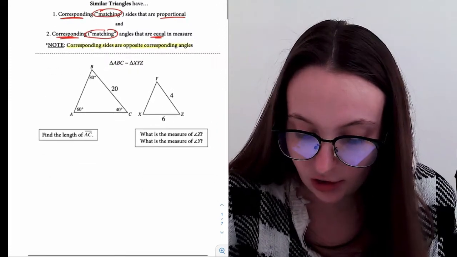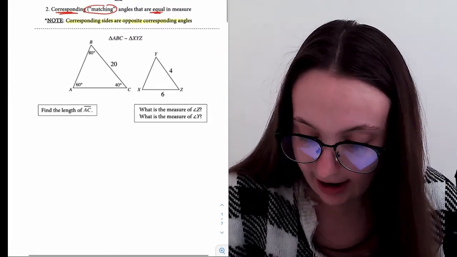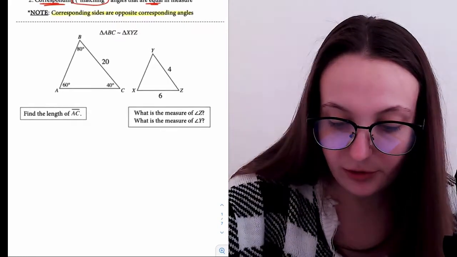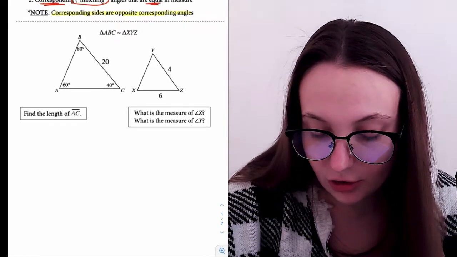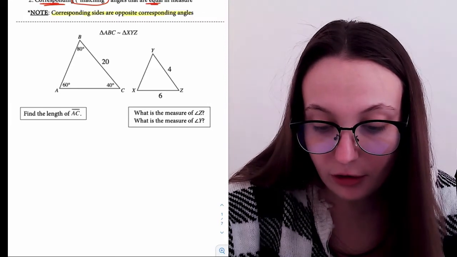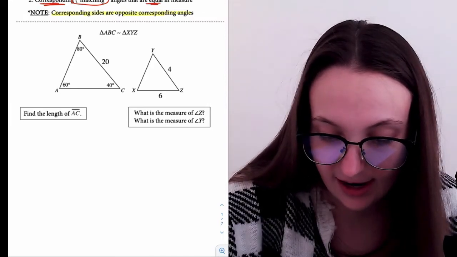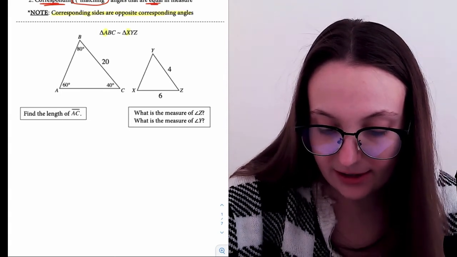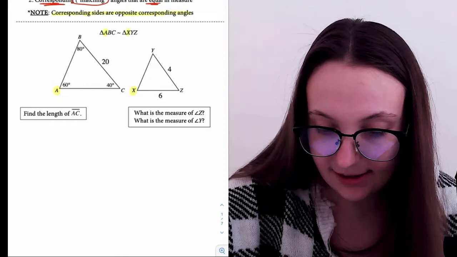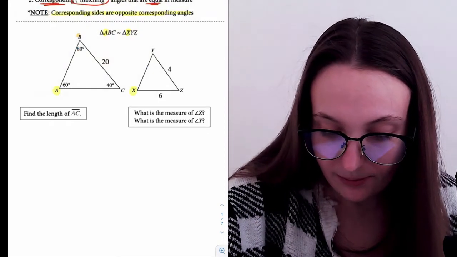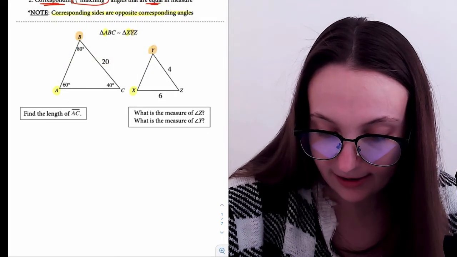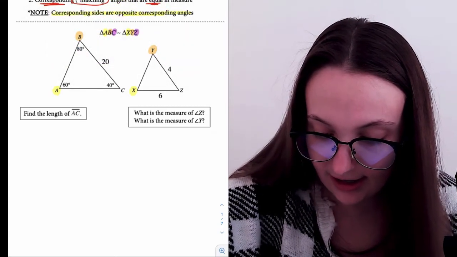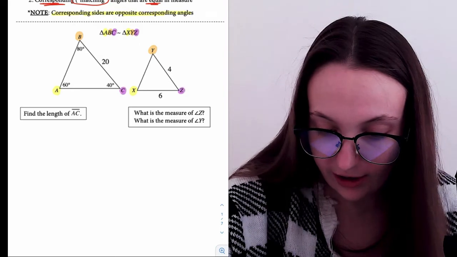So let's look at two questions so we can just see how similar triangles work. It's really important to understand that when they tell you that one triangle is similar to another, it's really important what the ordering is. Because they say ABC is similar to XYZ, that means that A and X occupy the same position, B and Y occupy the same position, and then C and Z occupy the same position over here.